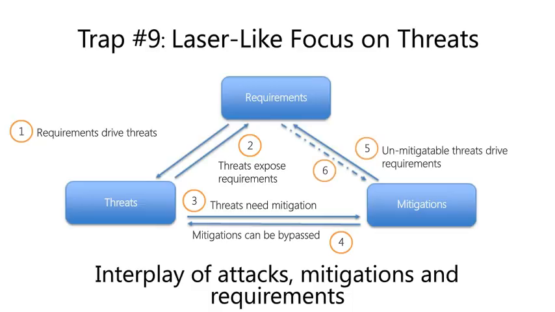Now, lines 5 and 6 are a little funny because when I drew this triangle model, I really only had line 5, which is unmitigatable threats drive requirements. If you're going to say that in order to administer this system, we're going to need a sysadmin who has access to all of the files, that's a decision you can make. But if you're not going to defend against admin, you shouldn't spend any time defending against admin. You should write down that this is a non-requirement so you can focus your defenses in places you believe you can succeed.